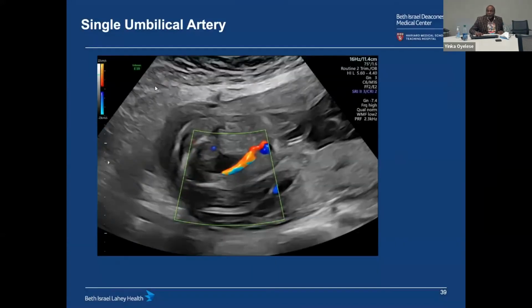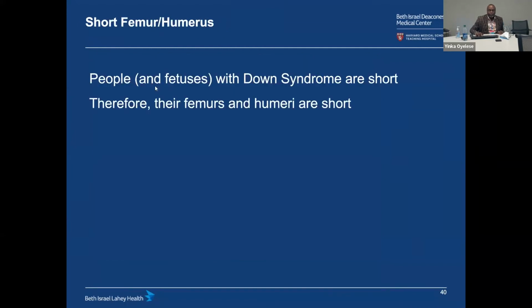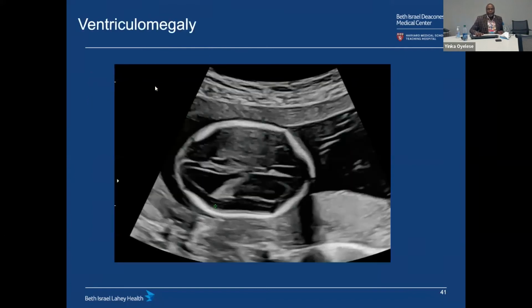Single umbilical artery, 1% of babies have a single umbilical artery. And as I mentioned, people and fetuses with Down syndrome are short. Therefore, their femurs and humeri are short. But being short does not give you Down syndrome. So when we tell somebody you have a short femur less than the 5th percentile, you have Down syndrome, when everything else is fine, it is highly unlikely to be so.